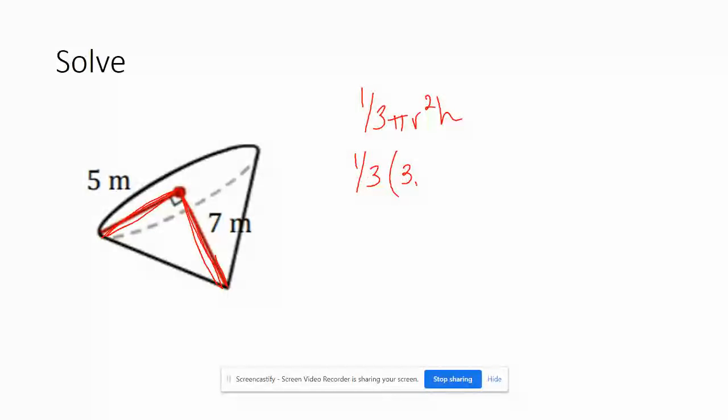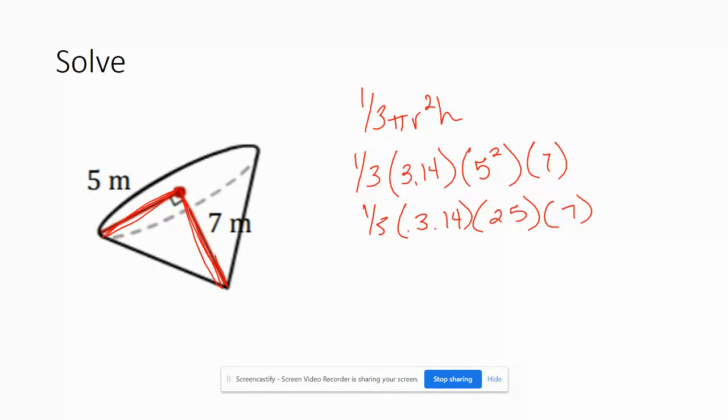1/3, the pi is 3.14, the radius is 5. Don't forget to square it. The height is 7. Of course, I'm not using real world examples yet, but I will use real world examples this coming Thursday. I just want to introduce you to how to use the formula to find the volume of these cones. So if I put this in a simpler form, by taking out my exponent and identifying what 5 squared is, which is 25.